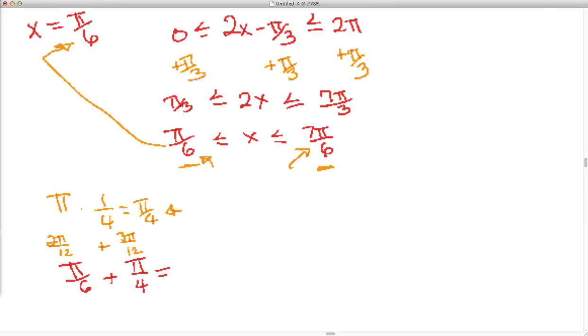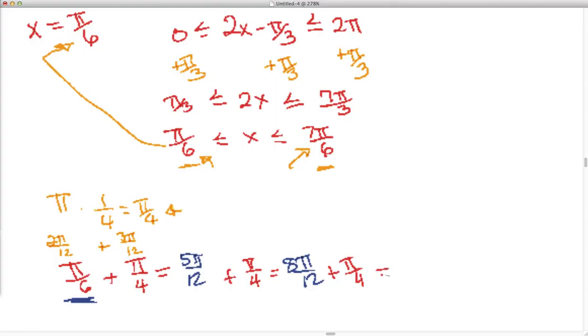I'll put these in blue because they're important. I'll underline the very first point, and then this is the main point that's going to go on your axis. And then plus another pi over 4, or 3 pi over 12, is going to give me 8 pi over 12. Again, these blue points are the ones that are going to go on your graph, plus another pi over 4. This is the third time we're doing it, so we've got one more after this.